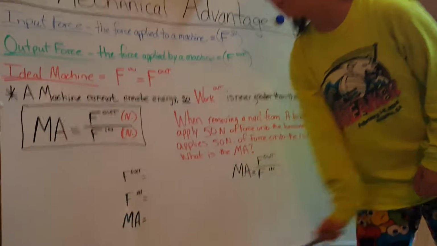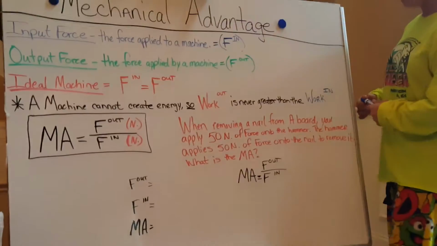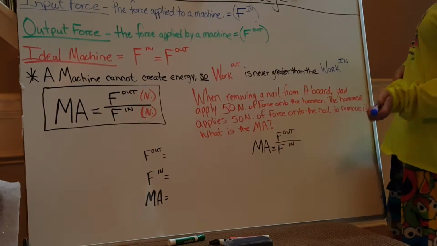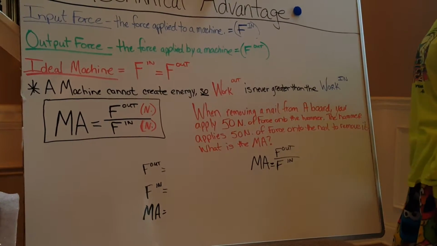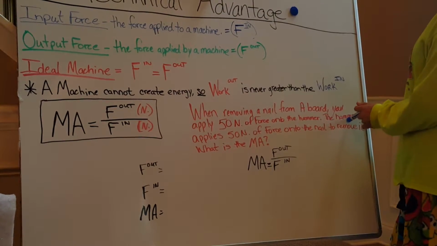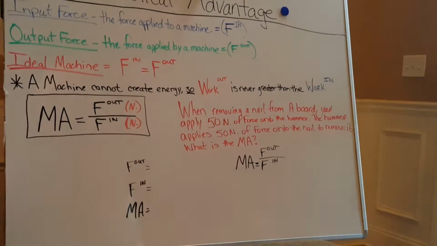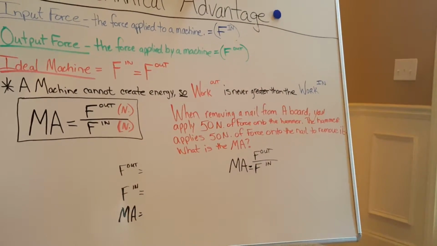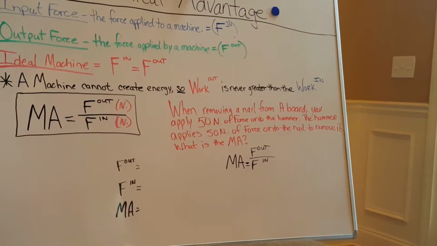Let me grab my marker, and our problem is, when removing a nail from a board, you apply 50 newtons of force onto the hammer. The hammer applies 50 newtons of force onto the nail to remove it. What is the mechanical advantage?